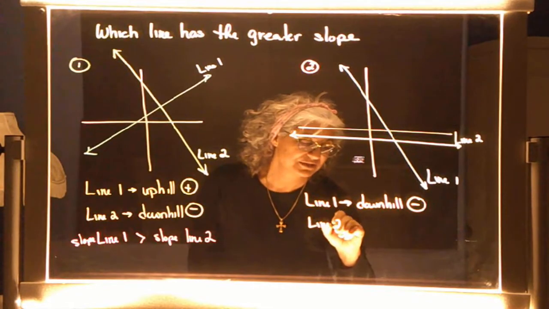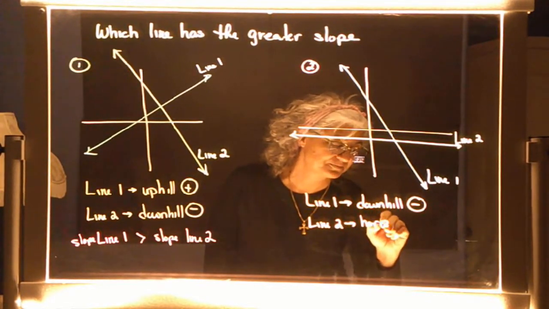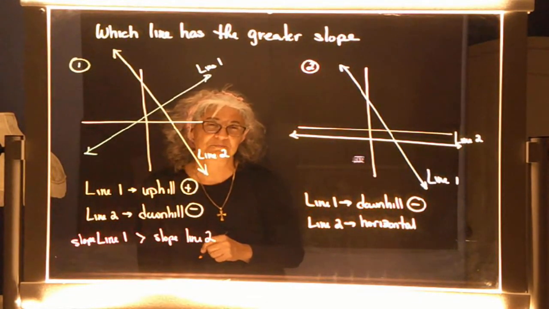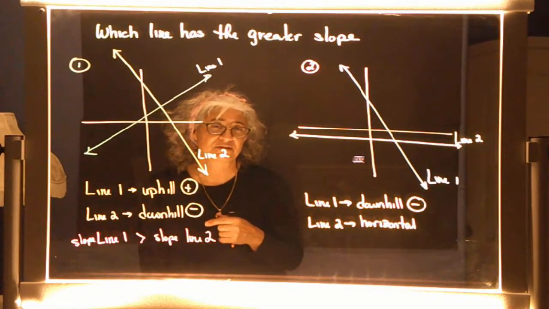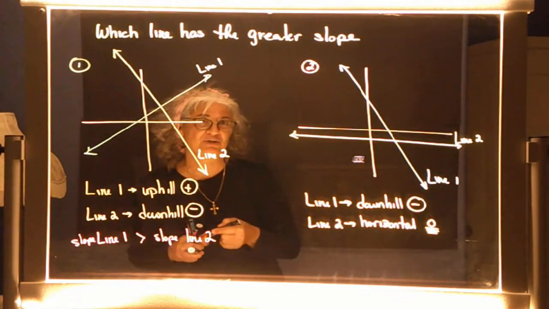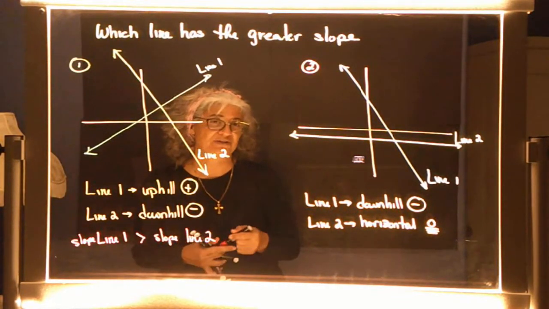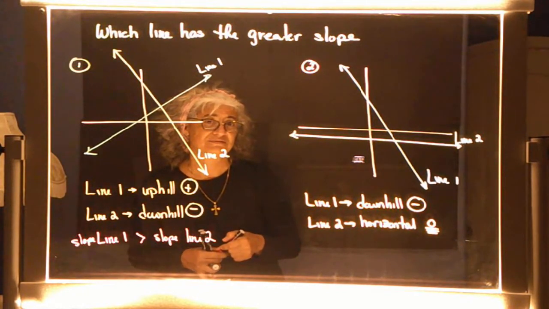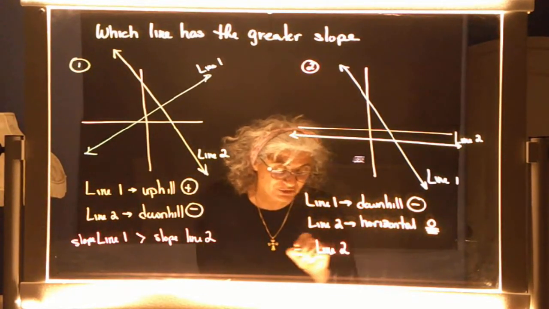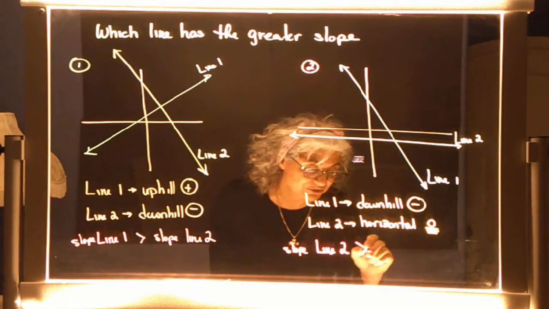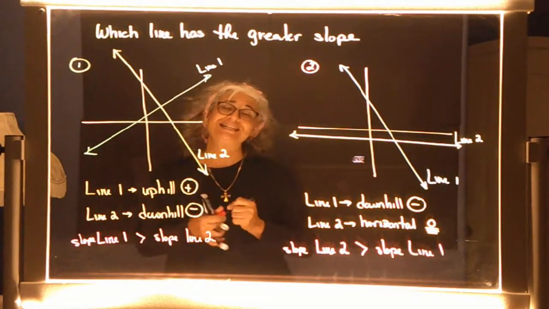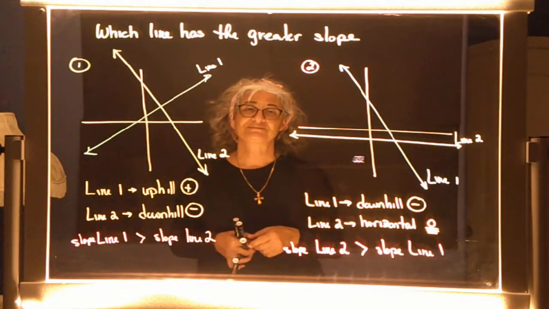Line 2 is horizontal. What kind of slope do horizontal lines have? Remember example number 3 we did before? Yeah, that's got a 0 slope, doesn't it? That's a 0 slope. So which one is greater, a negative or 0? 0 is greater than negative numbers, right? So in this case, the slope of line 2 is greater than the slope of line 1 because 0 is greater than any negative number. Cool? Okay, hang in there.